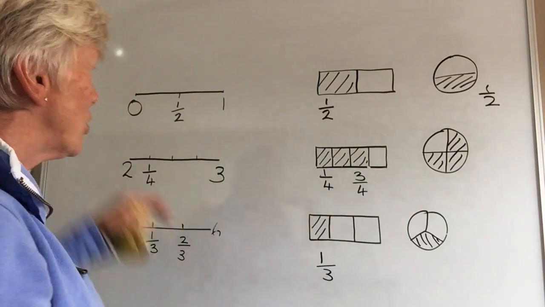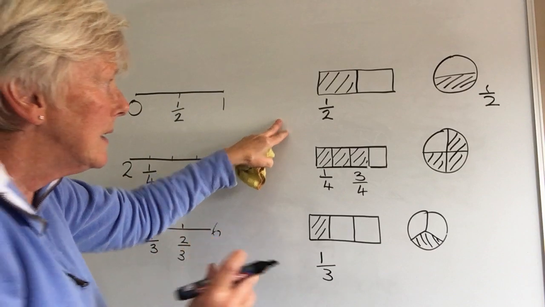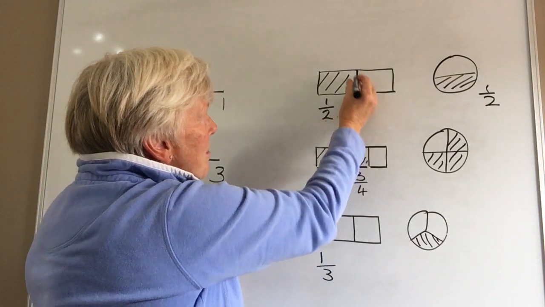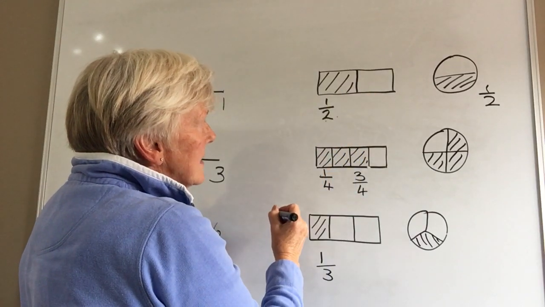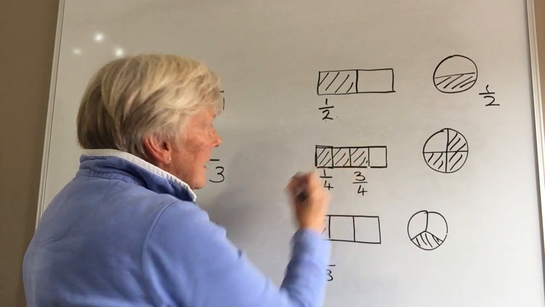So we can make fractions using numbers and using shapes. And we remember that the smaller the denominator, the bigger the fraction. As the denominator gets bigger, the actual fraction gets smaller.